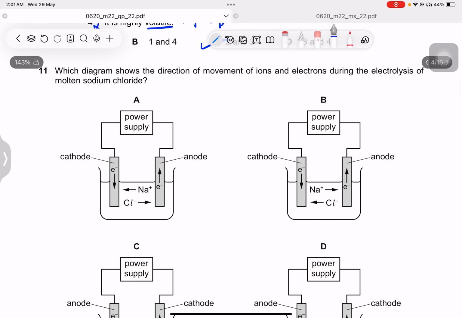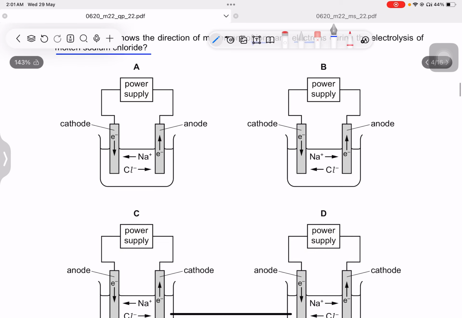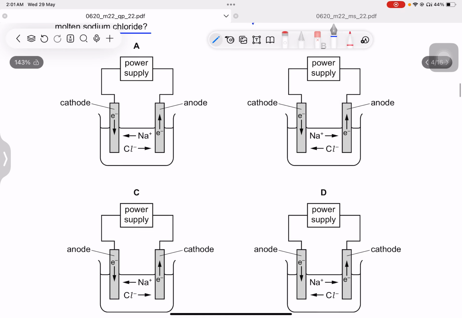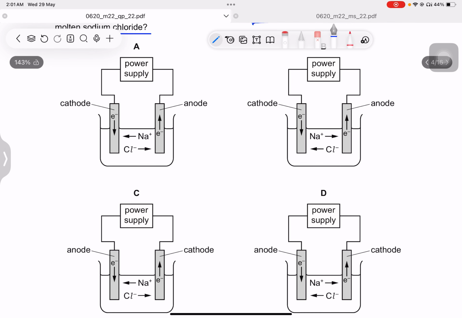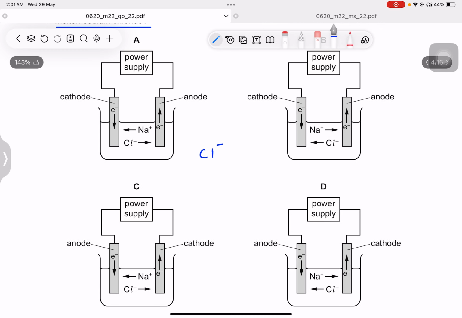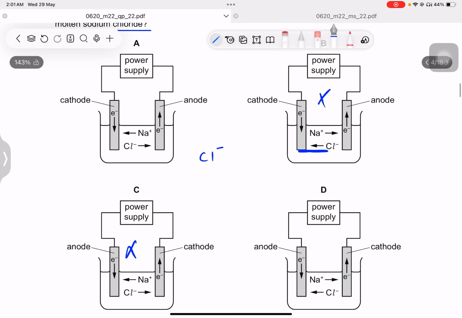Next, which diagram shows the direction of movement of ions and electrons during the electrolysis of molten sodium chloride? Okay, so first we have to decide what is the correct anode and cathode and where each of the Na and Cl ions will go. So the anion goes to the anode, and the anion in this case is chlorine. So any option having chlorine going to the anode will be correct, and any option having chlorine going to the cathode is incorrect at first glance. So this is also incorrect. We are left with A or D.